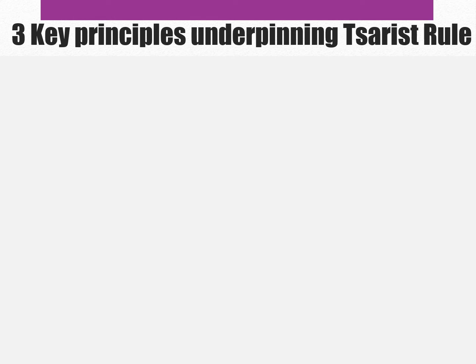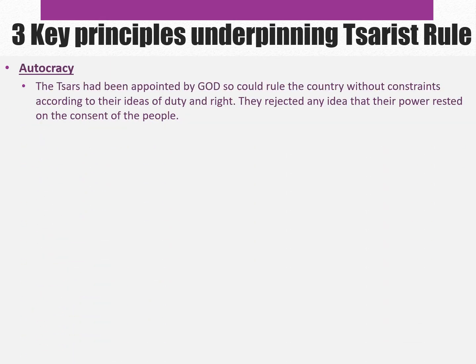So, Tsarist rule is underpinned by 3 key principles. The autocracy: so the Tsars, appointed by God, rule the country without constraints according to their ideas of duty and what was right. They reject any idea that their power rested on the consent of the people.